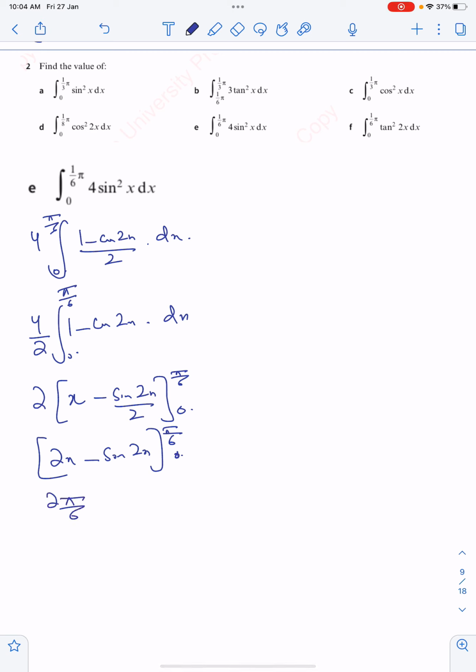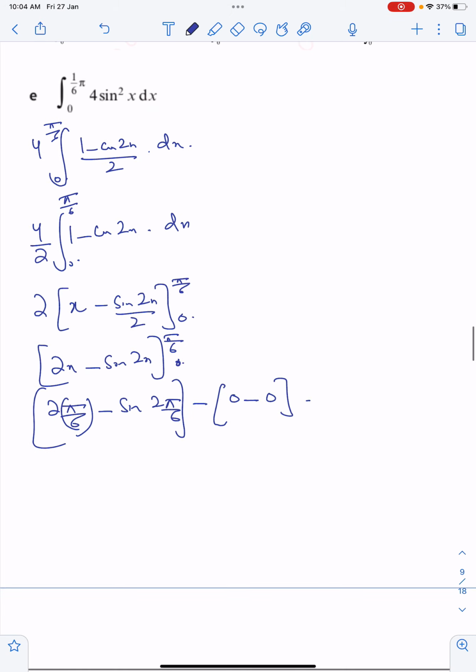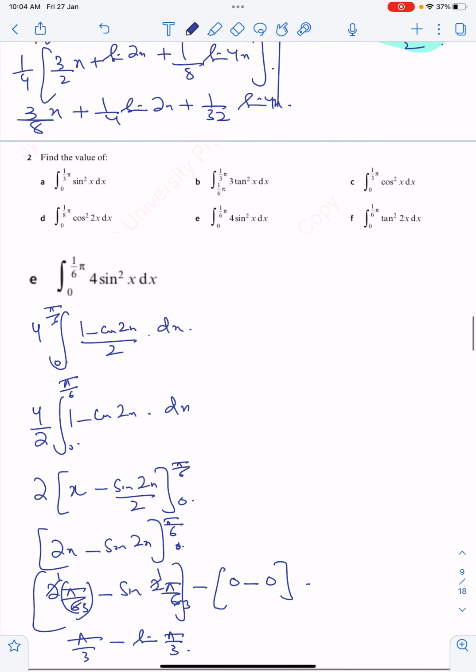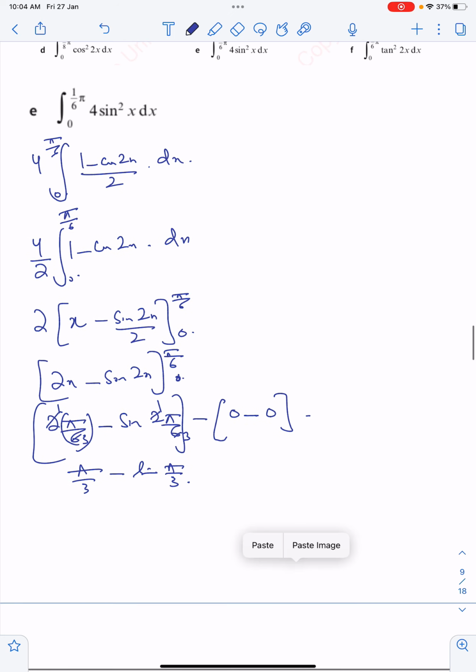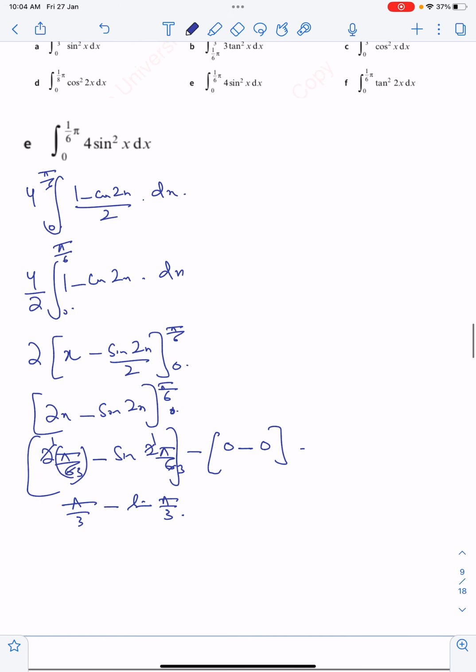2 into pi by 6 minus sine of 2 into pi by 6. This is the first bracket, minus 2 into 0 is 0, and sine of 0, that is also going to give us 0. When I simplify, I'm getting pi by 3 minus sine of pi by 3. This is the final answer to this question. You can either leave it like this, or you can solve it and give the answer in decimals. Okay, I'm doing the F part now.